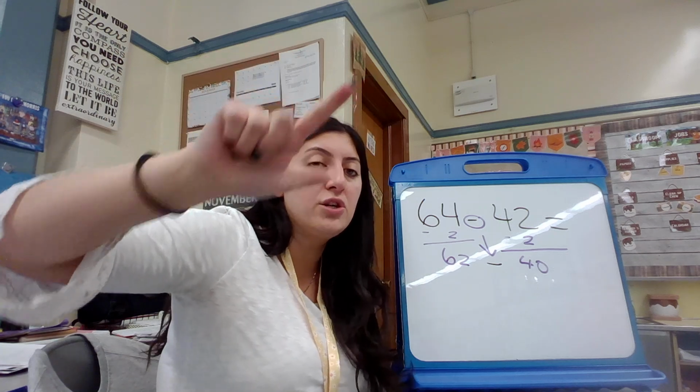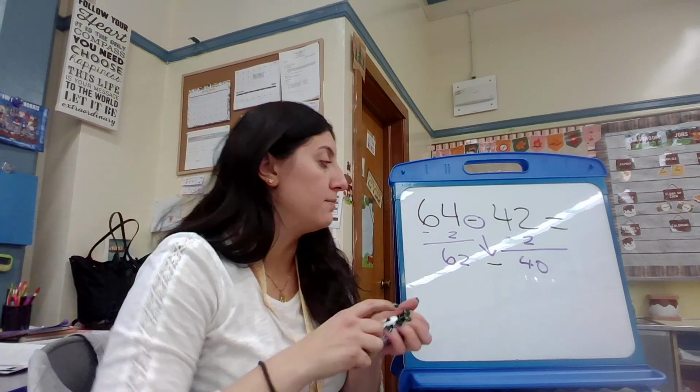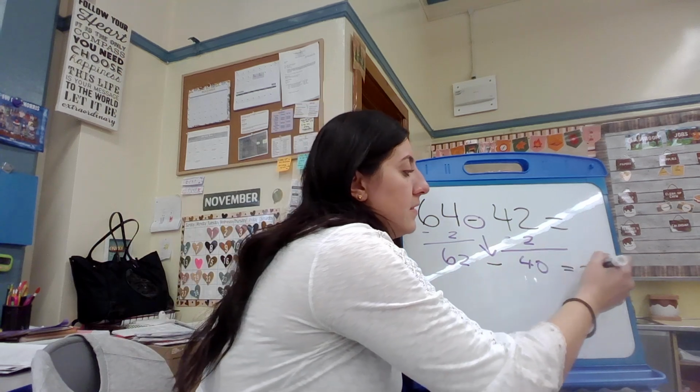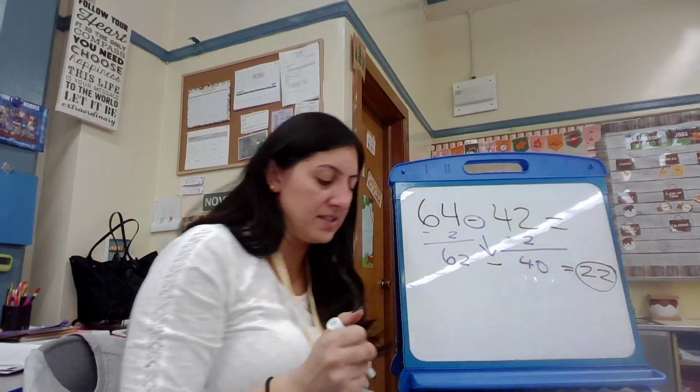52, 42, 32, 22. And that is how I use compensation to get my answer.